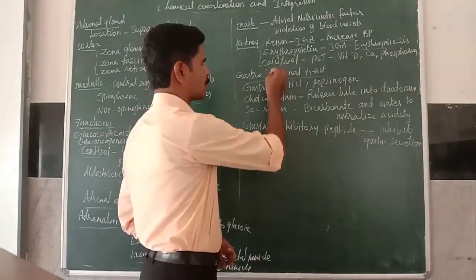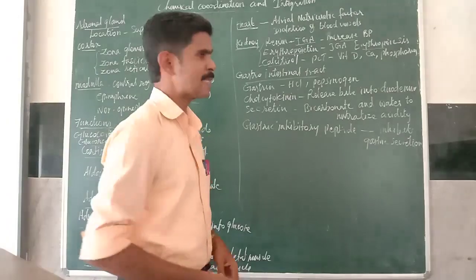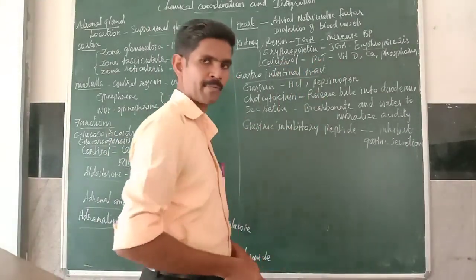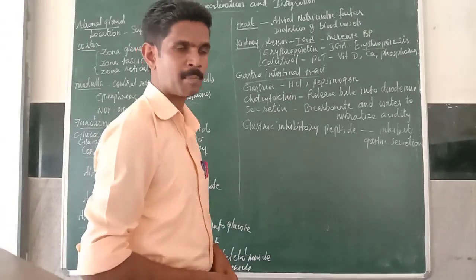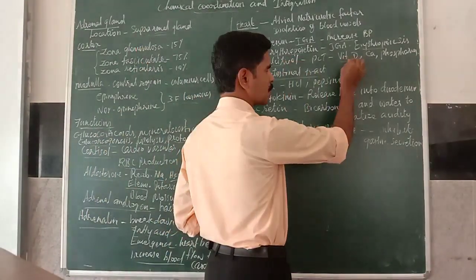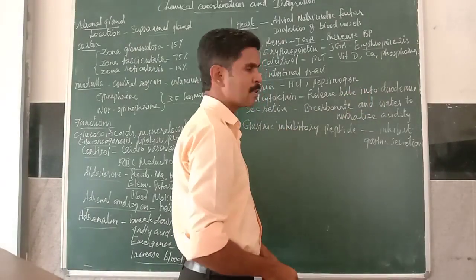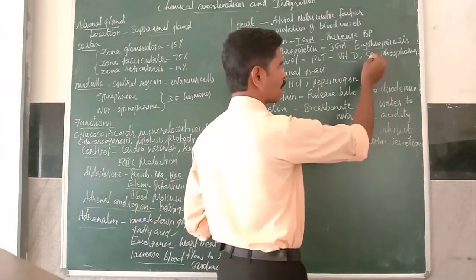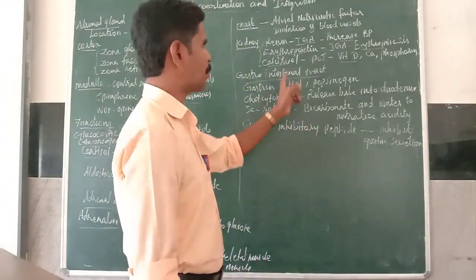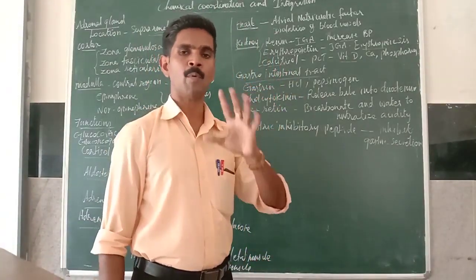Then the third hormone is called calcitonin. This calcitonin is secreted by the proximal convoluted tubule of the nephron, and this hormone increases the absorption of vitamin D. Thus, this hormone plays a very important role in the storage of calcium and phosphorus in the bone. So, this hormone plays a very important role in our bone formation.